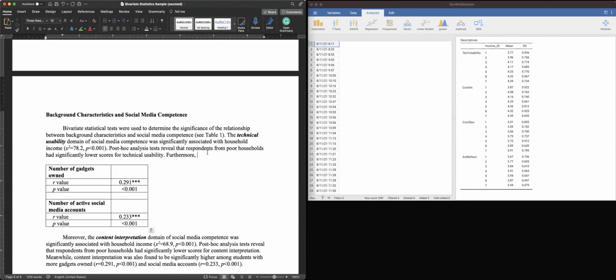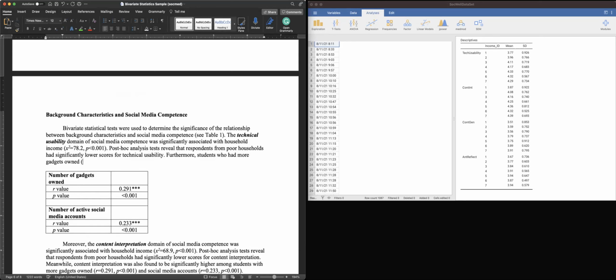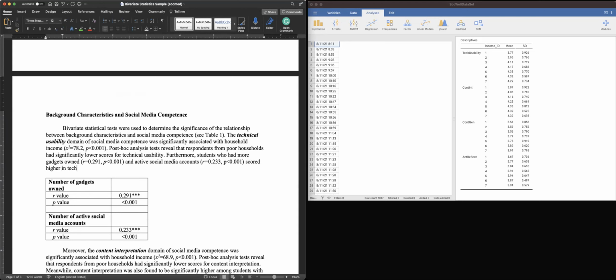Okay. All right. Furthermore, students who had more gadgets owned, and then we can write here the R value. So R equals 0.291, and then the P value, P is less than 0.001. And maybe we can already append this to the sentence, and active social media accounts. We have R equals 0.233, and then P is less than 0.001, scored higher in technical usability.